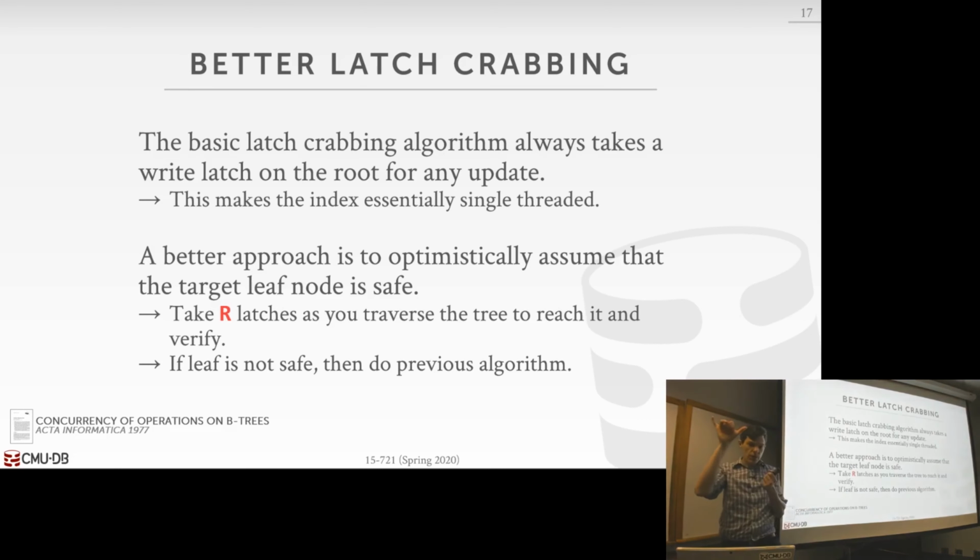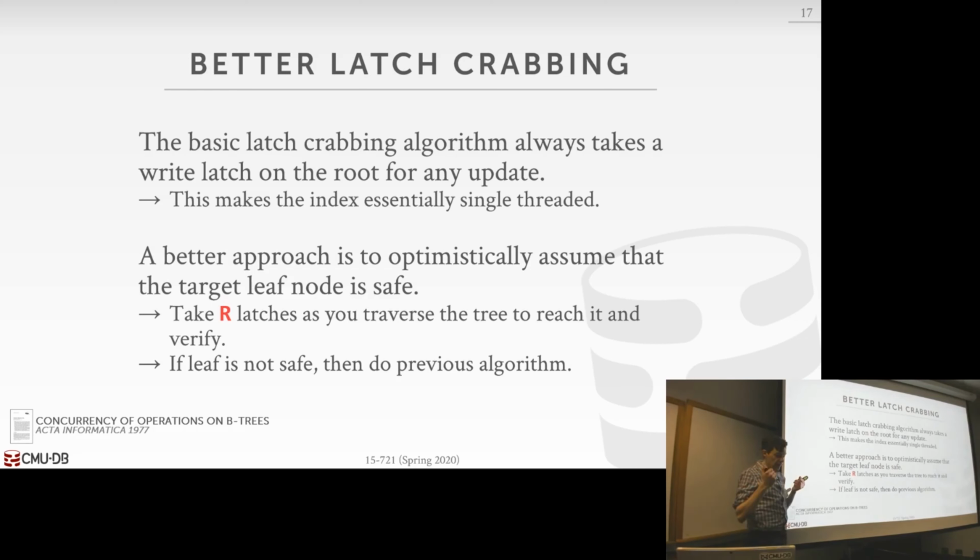will get blocked anytime I have a writer, because they're always taking the write latch on the root. So a better approach is to be optimistic and assume that when I get to my leaf node, it's not going to have to do a split or merge, and therefore I can take read latches all the way down. And then right before I get to my leaf node, or at the leaf node, I take a write latch, check to see whether my assumption was incorrect.